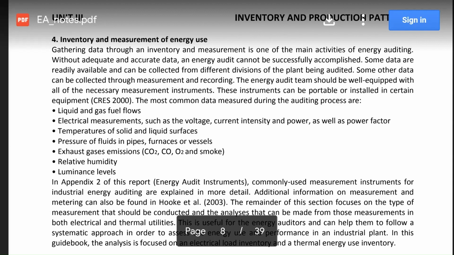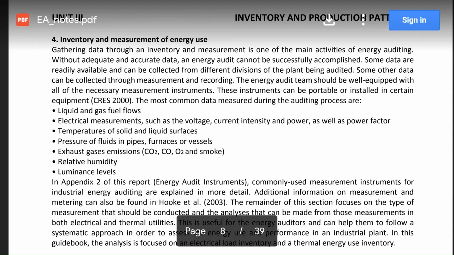Okay, and next is the pressure of the fluids in the pipes, furnaces, and vessels. What is the pressure? Because if we know the pressure, then based on that pressure and the time for which it is being open, we can calculate the fluids, and these fluids include both liquid and gas. Exhaust gas emission, CO2, CO, carbon monoxide, oxides, smoke, whether it is being emitted simply or after tapping its heat using condensation, etc.